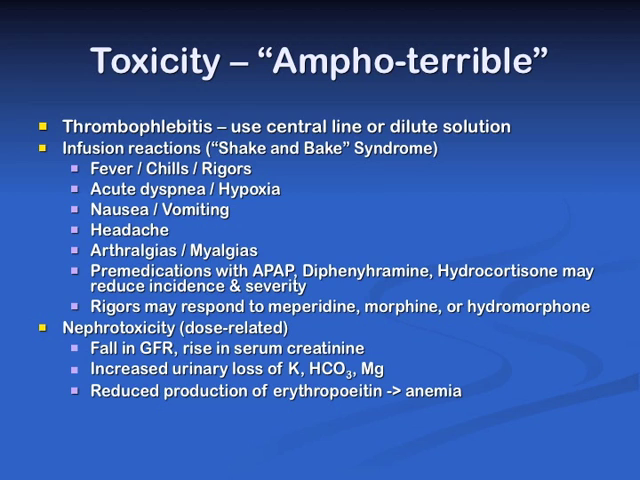Amphotericin B is often called Ampho-terrible because of the toxicity profile. Thrombophlebitis can be a problem, so we have to use central lines or use a very dilute solution if patients don't have central access. What patients tend to hate are the infusion reactions, right? The shake and bake syndrome, fevers, chills, rigors, less commonly acute dyspnea, hypoxia, nausea, vomiting, headache, arthralgias, myalgias.